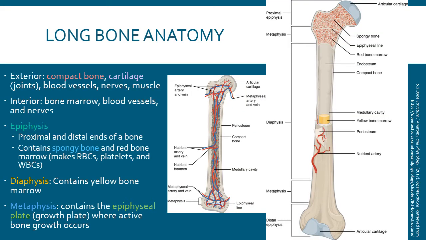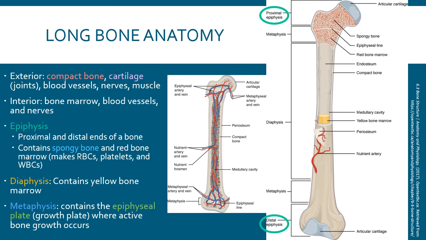Now, we're not going to go through the anatomy of all the different types of bone, but I did want to highlight one of them because this is one that's mirrored in the embryology textbook. So we'll talk a little bit about the long bones. Now, in general, the exterior of a bone is composed of compact bone and cartilage, particularly at the joints. The cartilage helps reduce friction and acts as a little bit of a shock absorber, so it's very helpful at joints. You get blood vessels, you get nerves, you get muscles. The interior of a bone is bone marrow in the case of long bones, blood vessels and nerves as well.